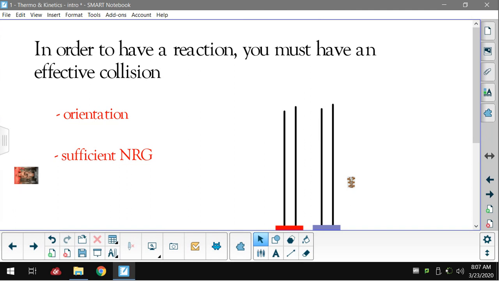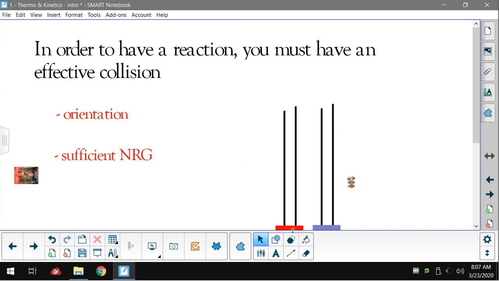The correct orientation means those two particles that are going to react have to be facing in the way that they can both react. If there were two people at a party and they were going to react, they would need to be facing each other. So if they were both in the same room but not looking at each other, there would be no reaction. Another example I like to use is with trains.